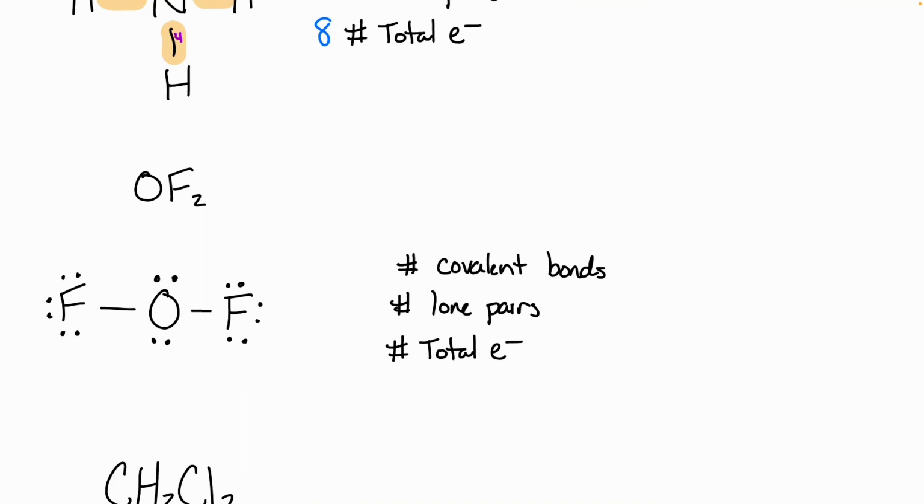Okay, looking at this molecule, oxygen difluoride, we have 1, 2 covalent bonds. And we got a ton of lone pairs going on here. 2 on the oxygen, and then 3 on each fluorine. So that's 6, 7, 8 total. All right, so then if we count up the total number of electrons in this molecule, how many do we have?